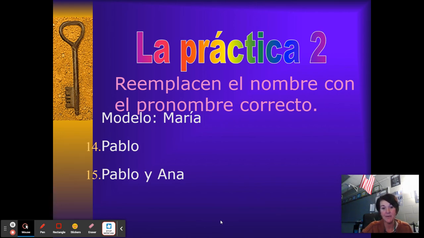So the last thing I want to look at is replacing the name of the person with a subject pronoun. So this says reemplacen el nombre con el pronombre correcto. So replace the name with the correct pronoun. So here they give you an example. So if it's Maria, the correct pronoun would be ella, because Maria is a she, so ella is she. So if I'm using Pablo, think about what the correct subject pronoun to replace would be. The correct answer is él. Pablo is a guy, so he, and that in Spanish is él con acento.